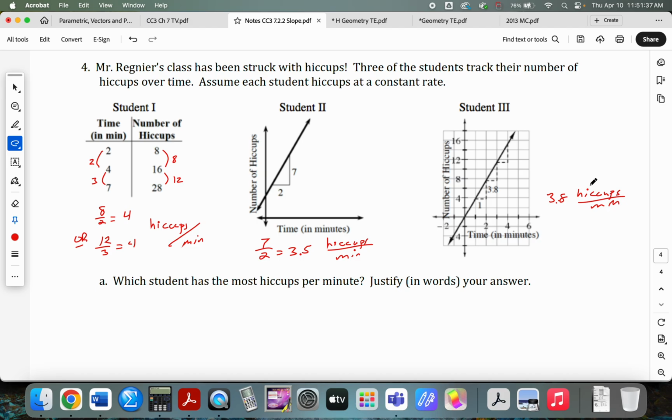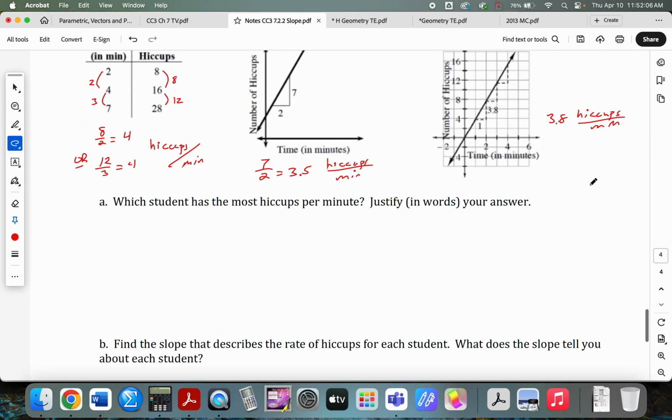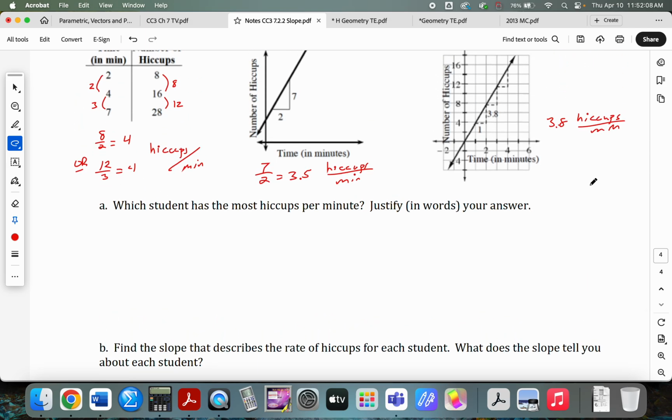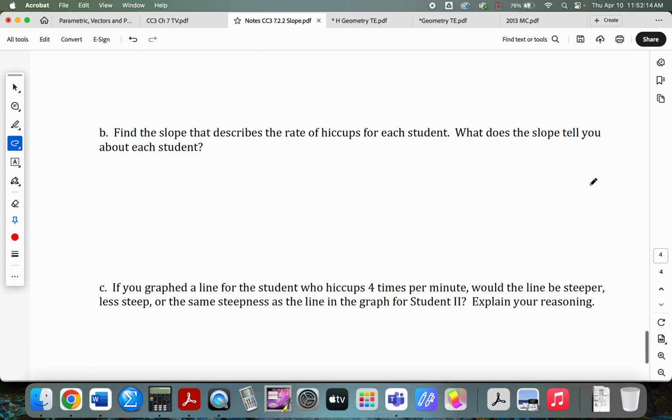All right. So, who has the most hiccups per minute? Student 1, because student 1 has 4 hiccups per minute as compared to student 3 that only had 3.8 hiccups per minute, and student 2 which had 3.5 hiccups per minute. So, the slope is the same thing as the number of hiccups per minute, right? Yeah. So it tells you which one is hiccuping the most.